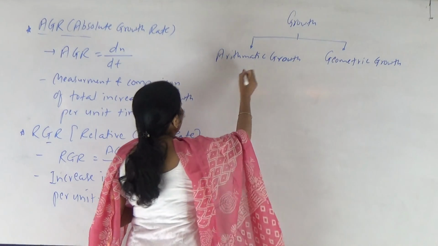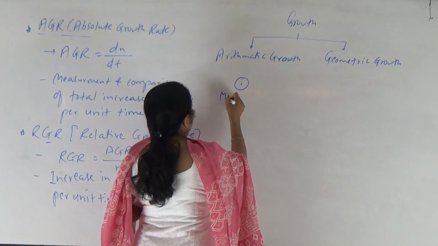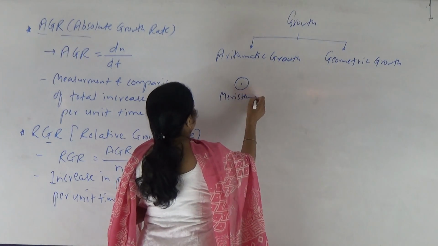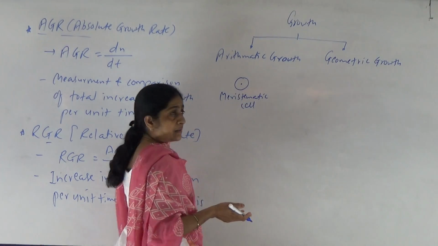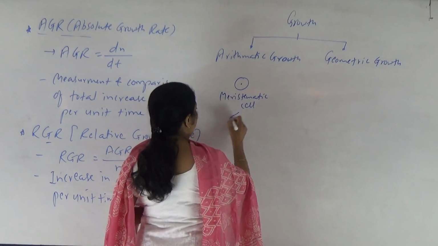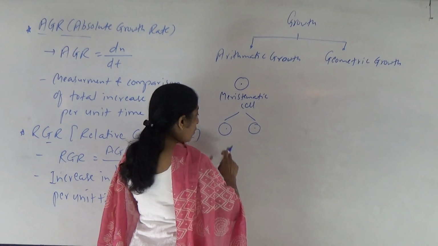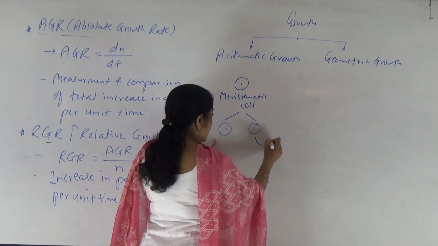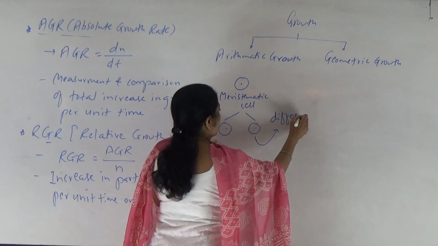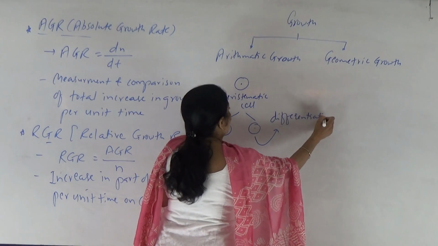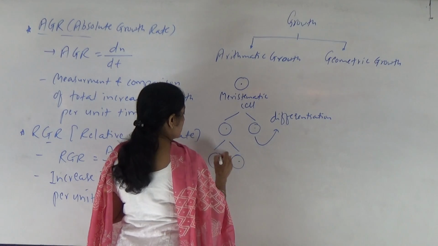So in case of arithmetic growth, suppose this is a meristematic cell. We know very well that in plants these are the only cells which are dividing cells, right? So the meristematic cell divides and forms two daughter cells. Now, out of the two daughter cells, 50% of cells, that is one cell, goes for differentiation. And another cell continues its division, so it again divides and produces two daughter cells.